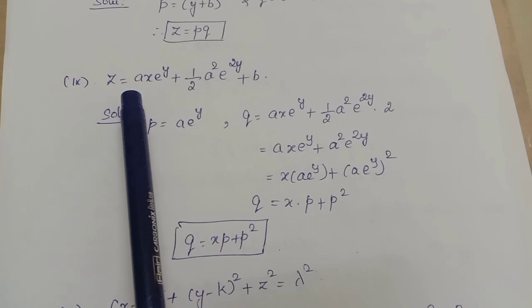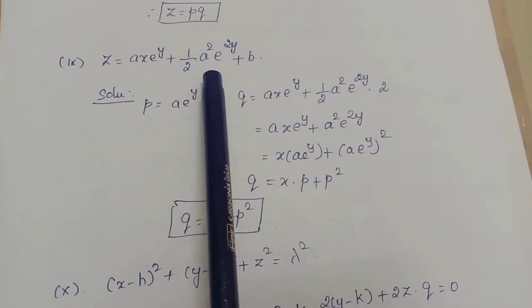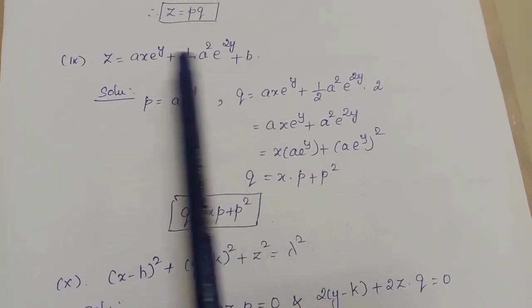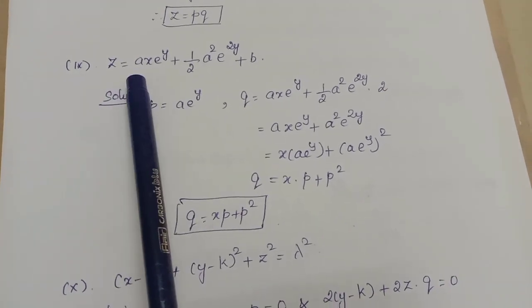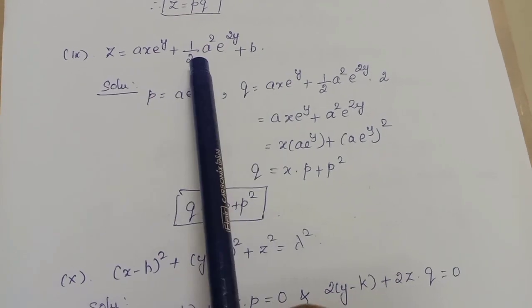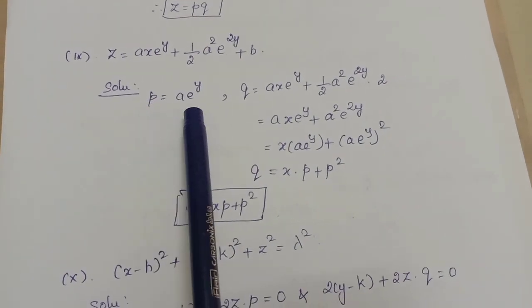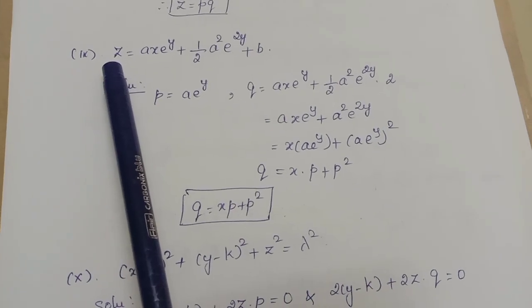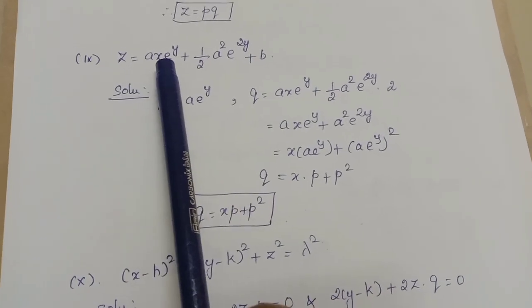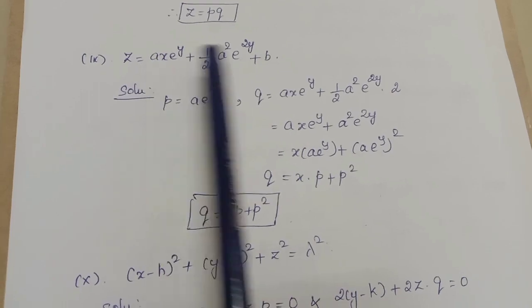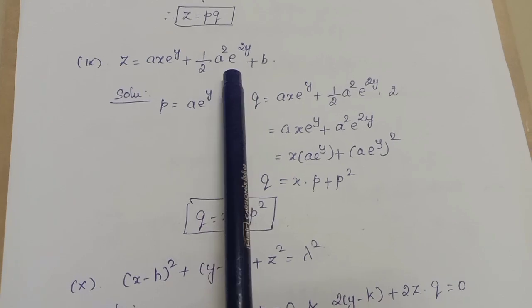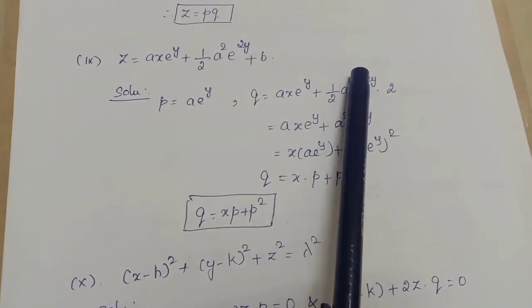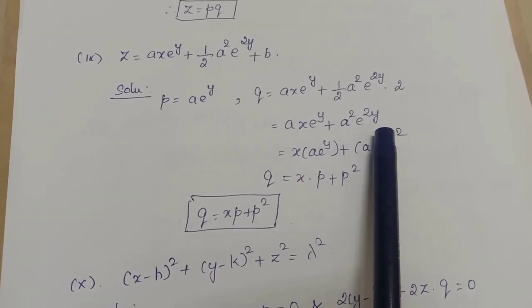Next problem, z equal to ax e power y plus half a square e power 2y plus b. Now differentiate with respect to x. So p equal to a e power y. Okay, the remaining terms, no x are here, so it will become 0 here. Okay, so p equal to a e power y. When you differentiate with respect to y, q equal to, here one e power y term is there, no? So ax into differentiation of e power y is e power y plus half a square into differentiation of e power 2y is 2 e power 2y. So ax e power y plus a square e power 2y.